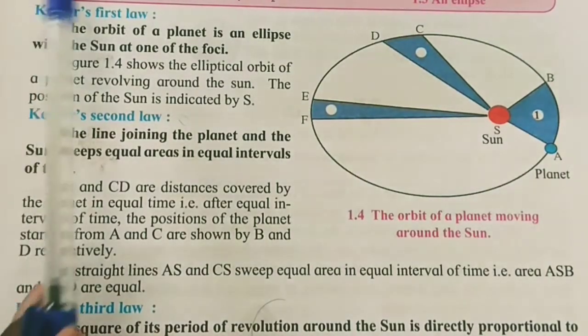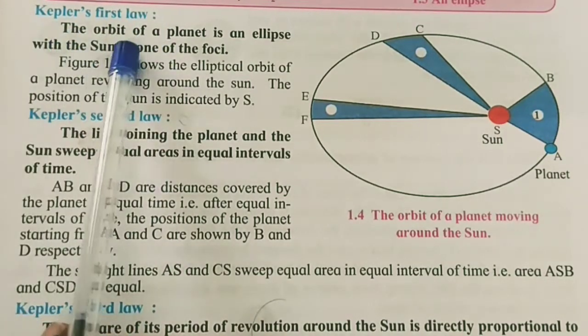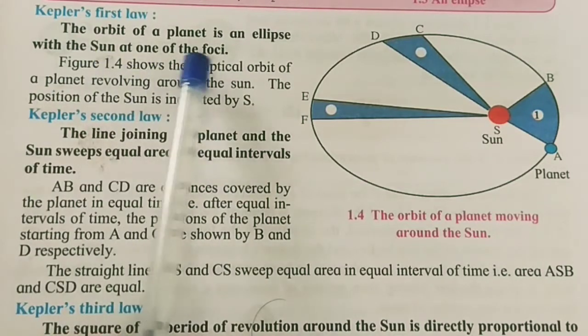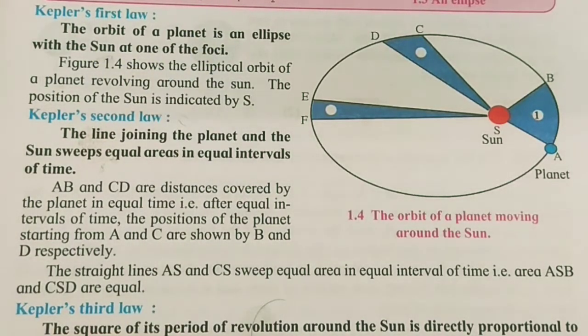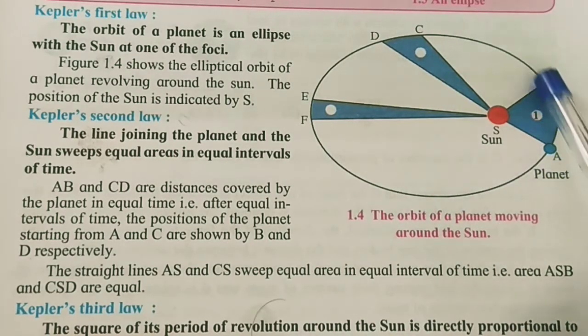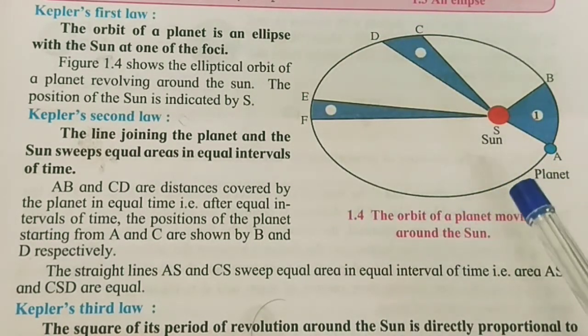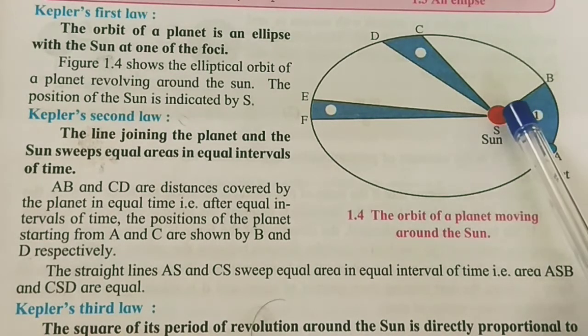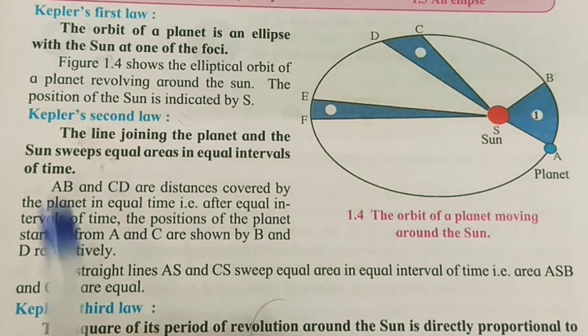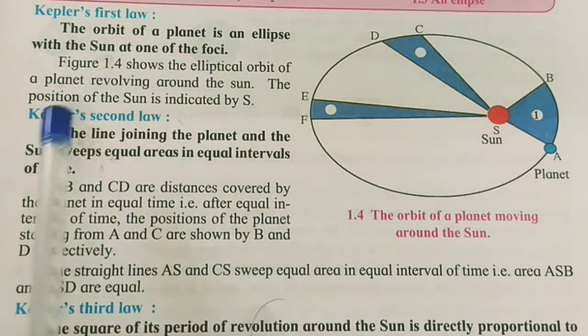So here Kepler's first law. What is it? The orbit of a planet is an ellipse with the sun at one of the foci. So here the orbit of the planet is not circular, it is elliptical in shape, like egg shape. This is an elliptical shape, not perfectly circular, and the sun is at one of the foci or focal points of the ellipse of that orbit. So this is our Kepler's first law.